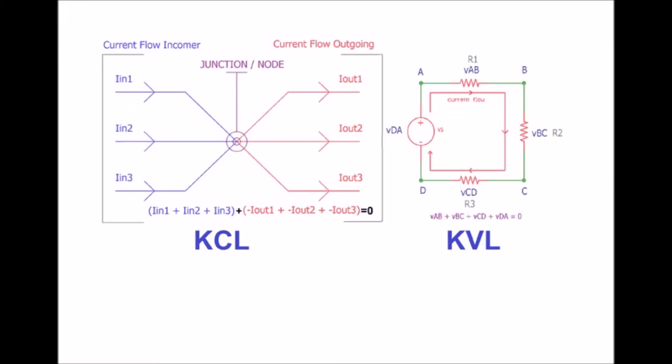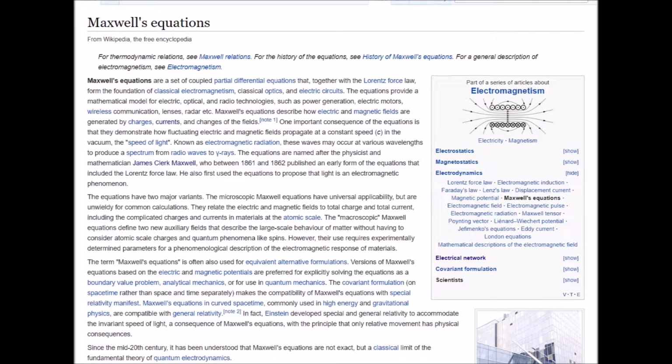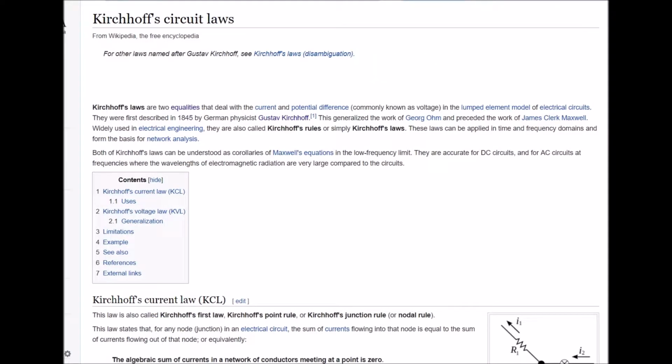Both of Kirchhoff's laws can be understood as corollaries of Maxwell's equations in the low frequency limit. They are accurate for DC circuits and for AC circuits at frequencies where the wavelengths of electromagnetic radiation are very large compared to the circuits.